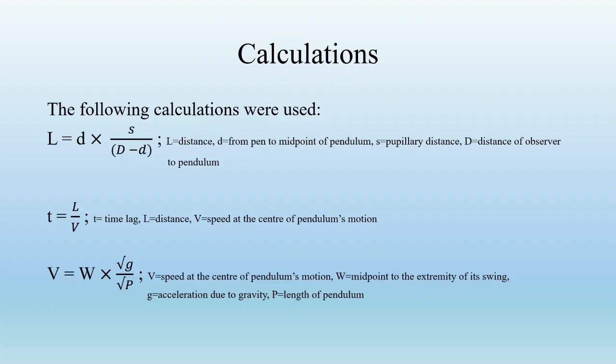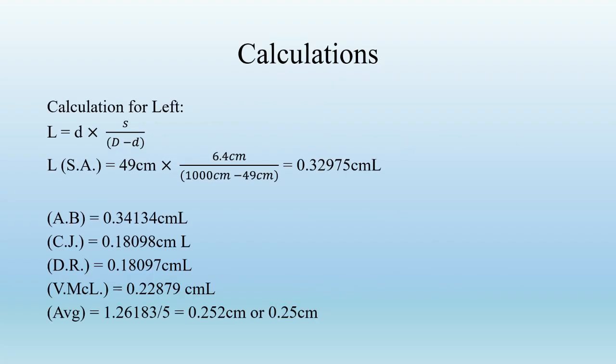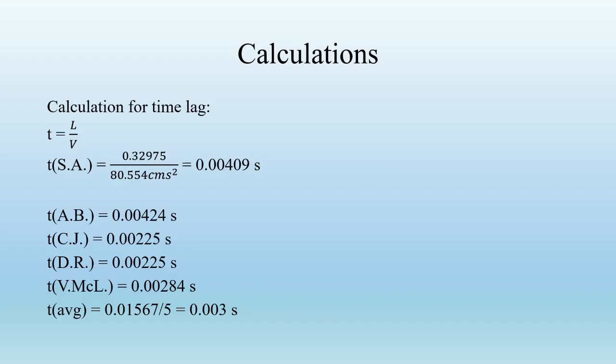When calculating for the distance, it should be noted that each group member has a different calculated distance, with the average being 0.252 centimeters or 0.25 centimeters. The individual distances were taken and used to calculate each group member's lag time. Since the distance was unique to the individual, so are the lag times. The following clip demonstrates what this experiment should look like.